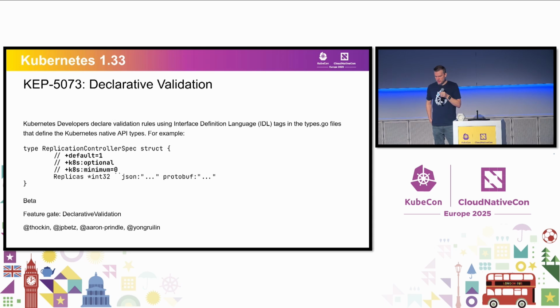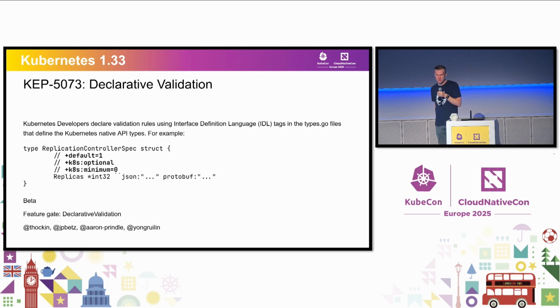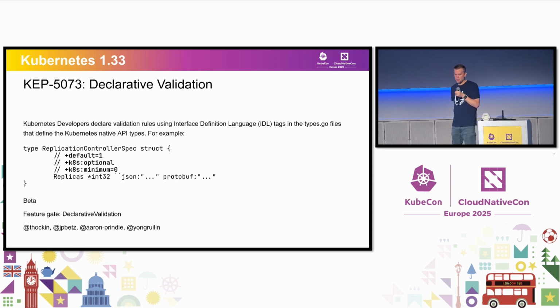Next, we're into our betas. So the first beta is declarative validation. This is not something you are going to see as a user directly yet, but it's a big change to the way that we're developing Kubernetes. For as long as the project has existed, we have defined our APIs in Go structs and then written a bunch of handwritten validation in another file next to it that controls what's allowed to be written to those fields.